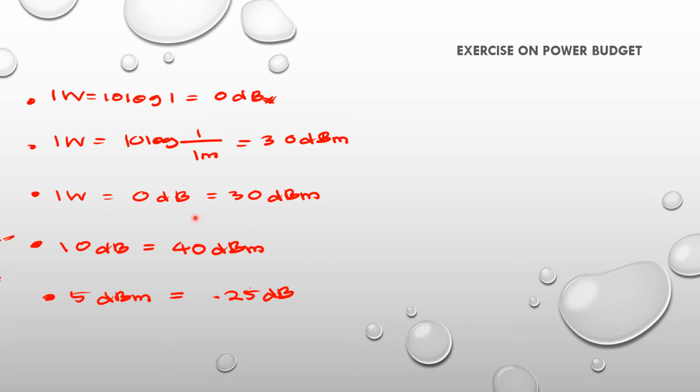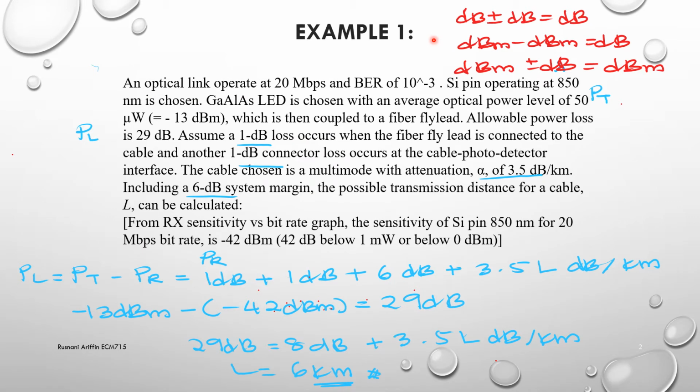From here, you can convert from dB to dBm straight away. If you want to convert from dB to dBm, you just need to add 30. From dBm to dB, you need to subtract 30. For example, to convert 10 dB to dBm, just add 30, so 10 plus 30 is 40 dBm. From 5 dBm to dB, just subtract 30 and you will get negative 25 dB. Now let us look at the first example of power budget calculation.